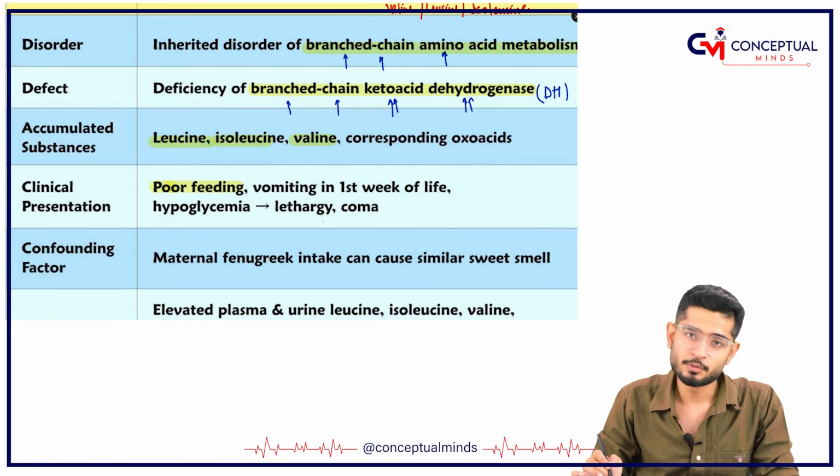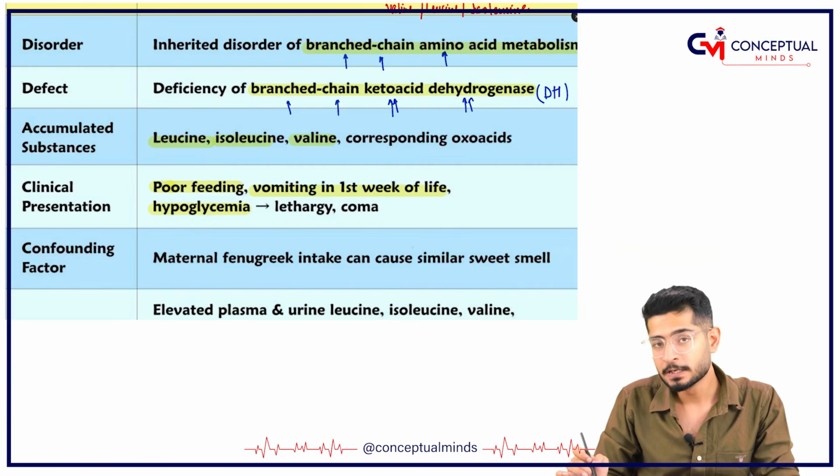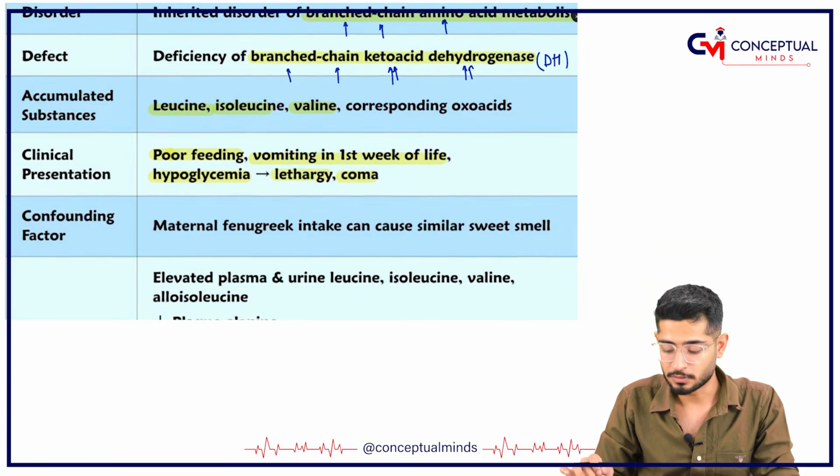So why this poor feeding? Because whenever the baby is feeding, these amino acids are going inside. So that's why the baby says, oh mother, I don't need the feed. That's why there is poor feeding. Or even if it takes a feed, there will be vomiting in the first week of life. Now since the baby is not taking the feed properly, or even if taking, is undergoing vomiting, that's why hypoglycemia is going to occur. Because of this hypoglycemia, there is lethargy, and coma is going to develop.